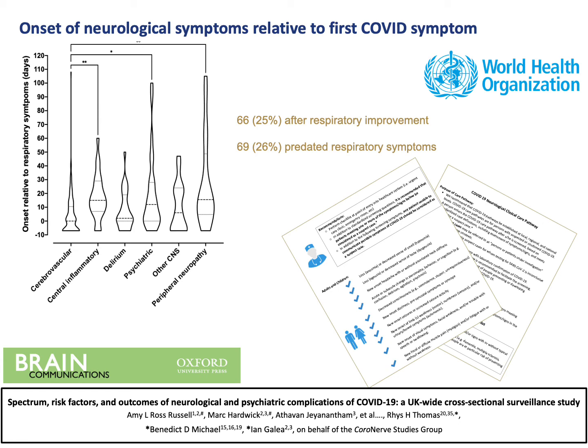And why this was really important was that about a quarter of patients presented with their brain complication after they'd recovered from their respiratory problems, and a further quarter actually presented with a brain problem that predated any respiratory symptoms. And these findings would go on to inform the WHO screening checklist for COVID.